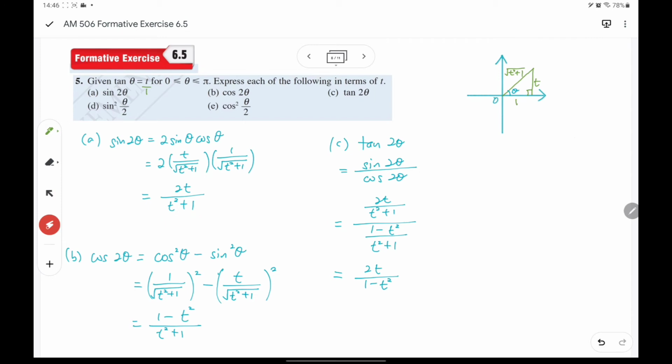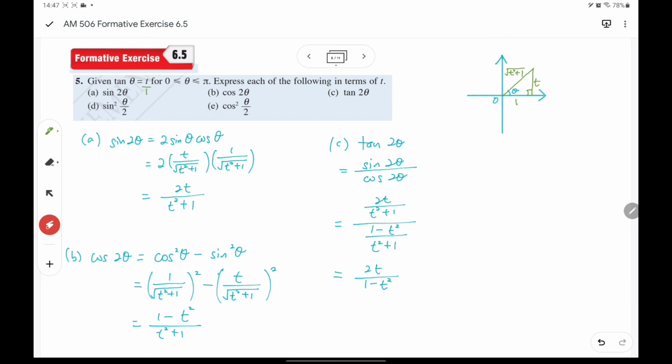B, cosine 2 theta. Cosine 2 theta can be expanded as cosine square theta minus sine square theta. So cosine square theta, 1 over root of t squared plus 1, in square, minus sine theta, which is t over root of t squared plus 1, in the bracket and square. So we get 1 minus t squared over t squared plus 1.